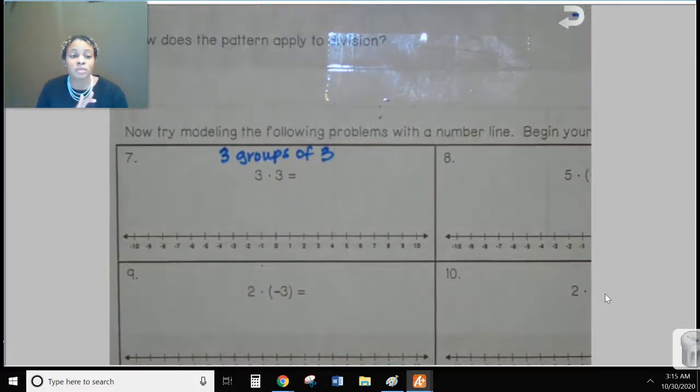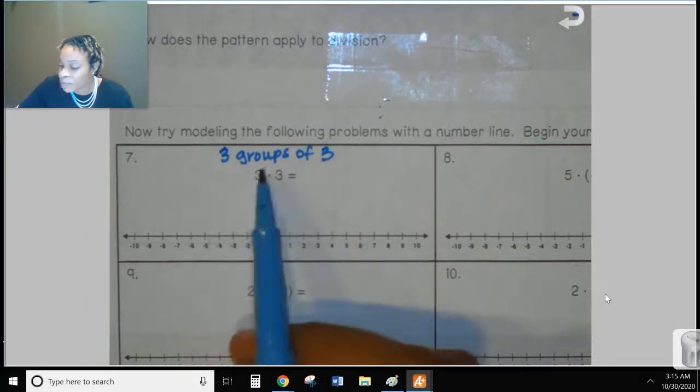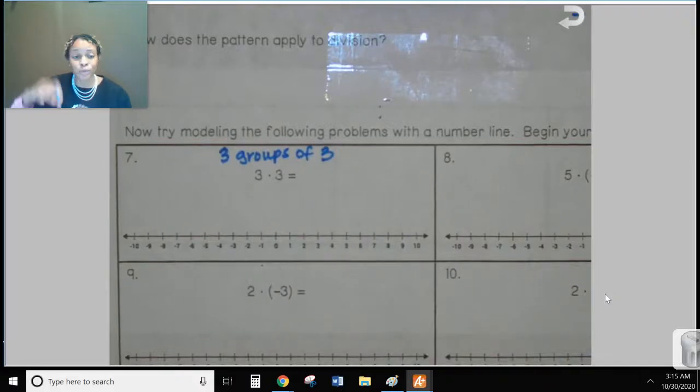So when we model multiplication and division, it looks different from addition and subtraction. In addition and subtraction, we use straight arrows that are going in these different directions. When we're talking about multiplication, because it's repeated addition, we are jumping in groups. So we're going to be jumping more than one number at a time. Here we have 3 groups of 3, so we're going to be jumping in groups of 3, and there should be 3 jumps.